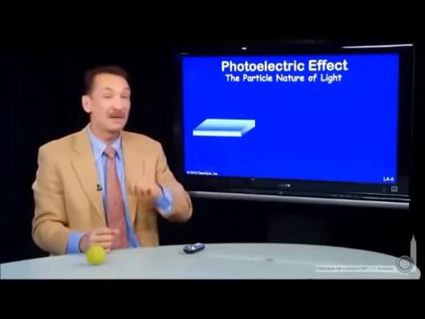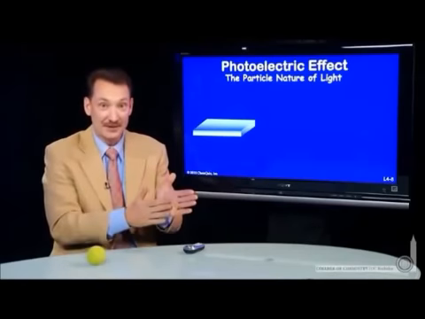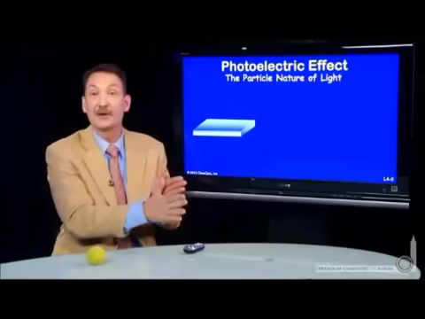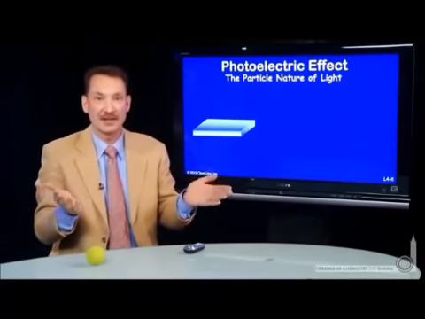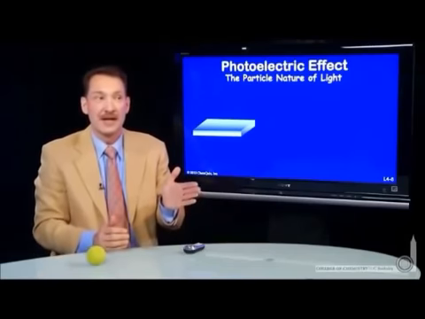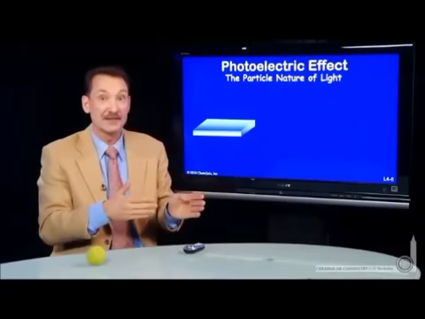And here's how it works. You take a piece of metal. Now, metal is an array of metal atoms, and each of those atoms holds on rather loosely to its outer electrons. That's why the metal conducts electricity. Those electrons are rather free to move about the surface. Now, if you shine light on that surface, what happens?